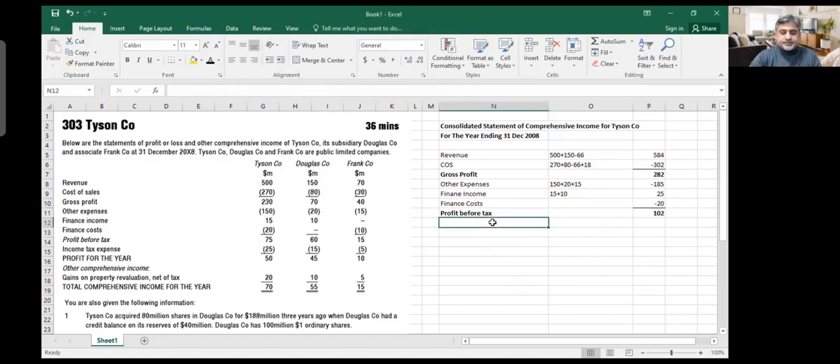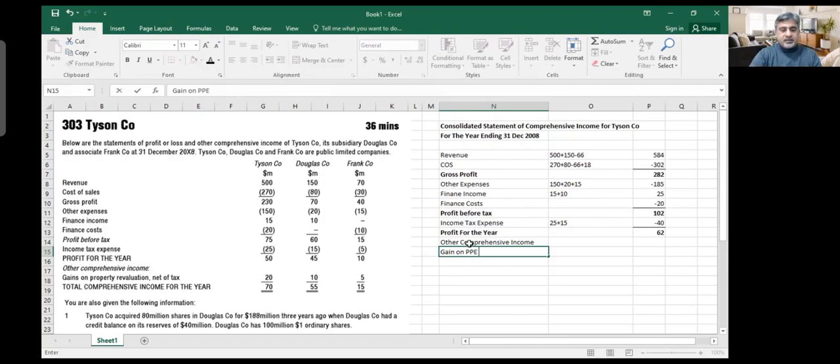After this, you've got income tax expense. Income tax expense is 25 and 15 for the two companies, 25 plus 15, and let me write down here minus 40, and we call it profit for the year. And after profit for the year, we have other comprehensive income. Other comprehensive income, gains on property revaluation, net of taxes. They already have told you gain on PPE revaluation, which is net of taxes. So you don't need to calculate tax impact here. And how much is that? It gives you 20 plus 10, and that makes you 30. Okay, 30.